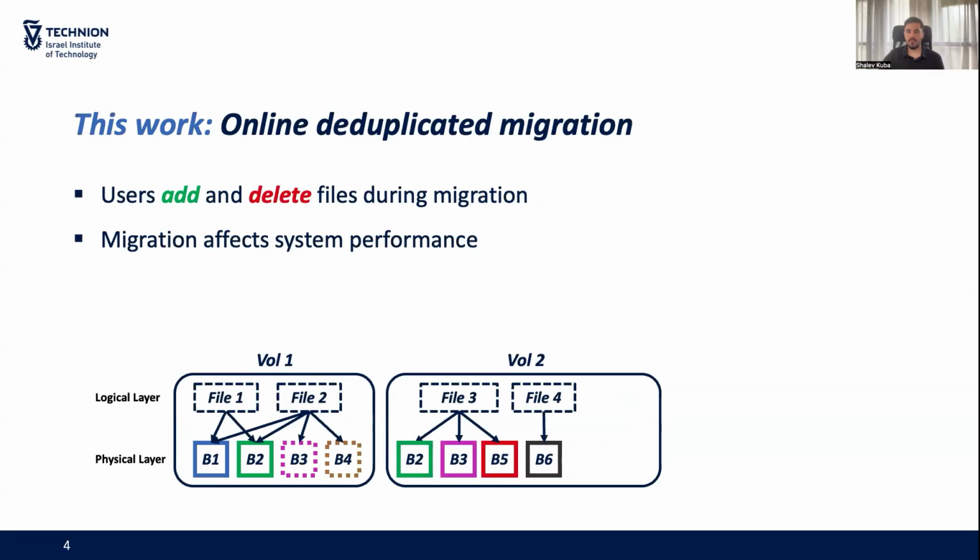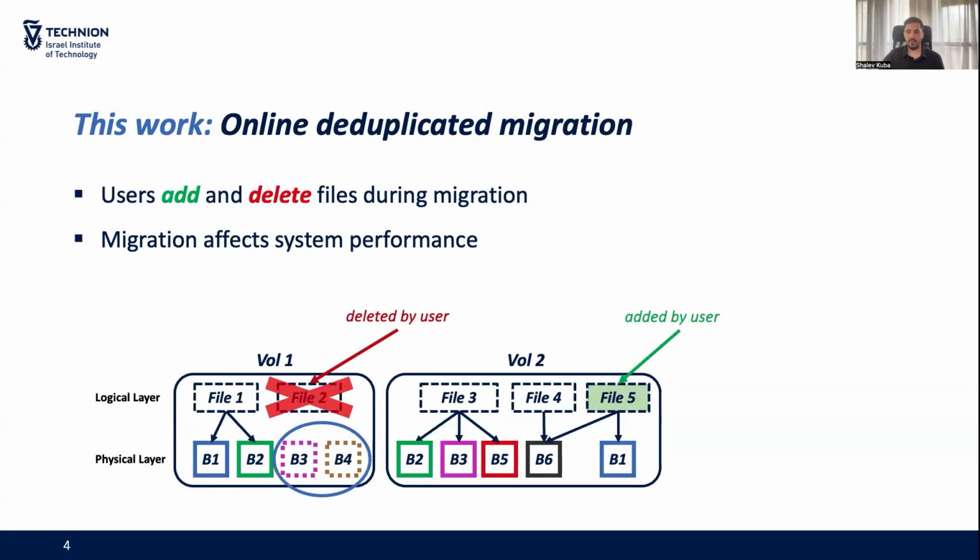In this work, we address online migration, where migration runs while the system continues to serve users, so the system state keeps changing as users add and delete files. New files may add references to a block and prevent its removal. Deletions may leave blocks with no references, allowing them to be deleted and potentially preventing future transfers from reusing those blocks. Also, migration may affect system performance by consuming significant bandwidth, causing traffic spikes, or overloading specific volumes.